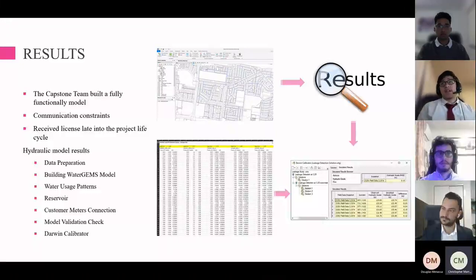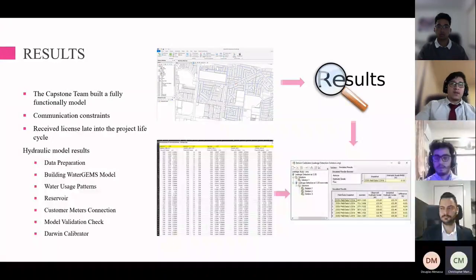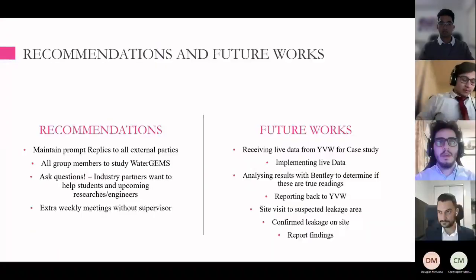The Capstone team was successful in creating a functional hydraulic model. Multiple communication constraints due to COVID-19 proved to be difficult. Although the Capstone team made all efforts to complete this project, it was quite difficult learning a whole new program with minimal experience. These are the results of the hydraulic model: data preparation, building the WaterGEMS model, water usage patterns, reservoir, customer meter connection, model validation check, and the DRAWIN Collaborator.